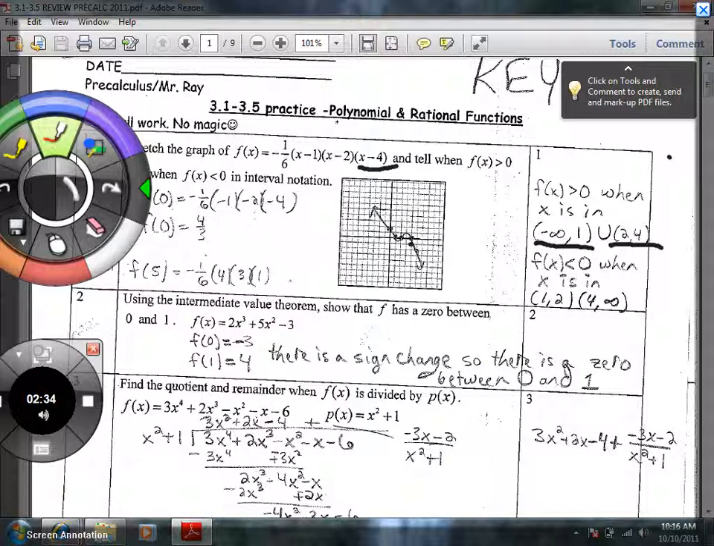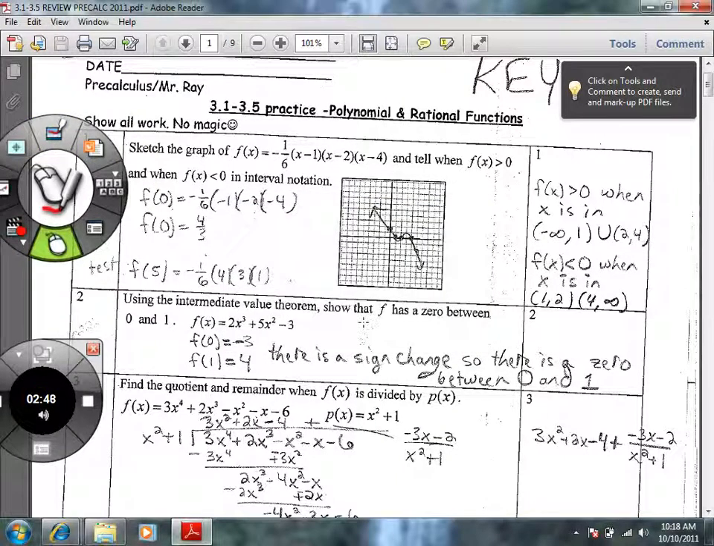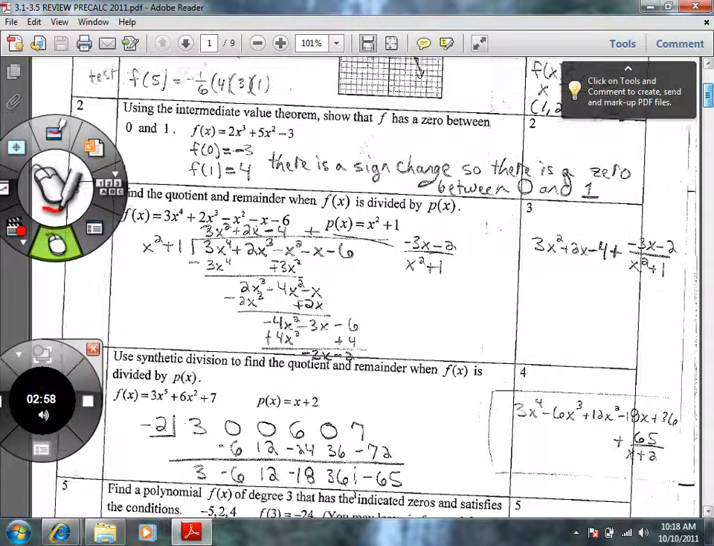Intermediate value theorem, we want to show that f has a 0 between there. All we're doing is really looking for a sign change from 0 to 1, and then that'll do it for us. We plug in 0, we got negative 3. We plug in 1, we got 4. So there is a sign change, so that guarantees that there's a 0 between 0 and 1.